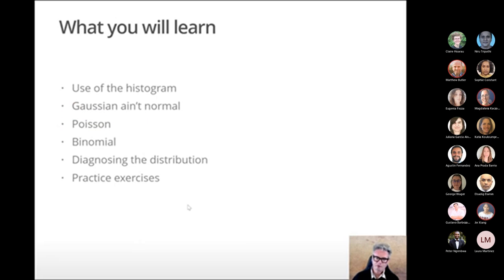So here's what we're going to blast through before we try the breakout rooms experiment. We're going to talk about how we use graphs, the histogram specifically, to judge and to adjudicate on the shape of data or the distribution of data. Going to introduce the Gaussian, but a couple of other distributions too.